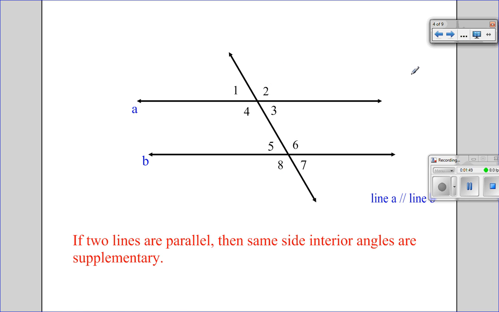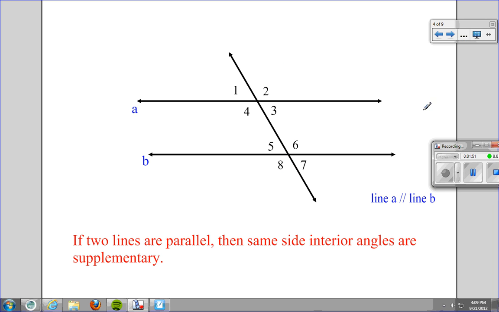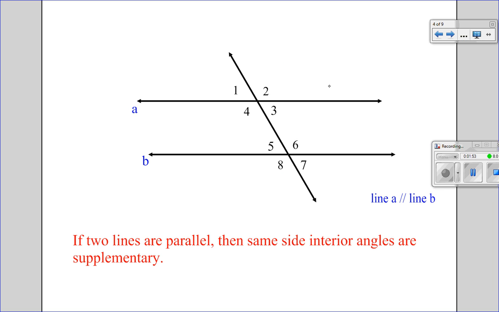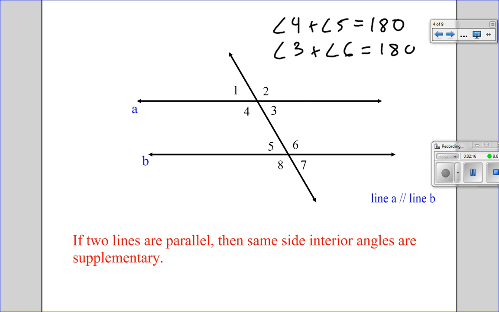Our fourth theorem is if two lines are parallel, then same side interior angles are supplementary. So this is different than the other ones because we're no longer talking congruent. We're talking supplementary. So angle 4 and angle 5 are on the same side of the transversal on the interior, so they're same side interior. So angle 4 plus angle 5 equals 180. We also know angle 3 plus angle 6 will equal 180 as well, because they're same side interior angles.